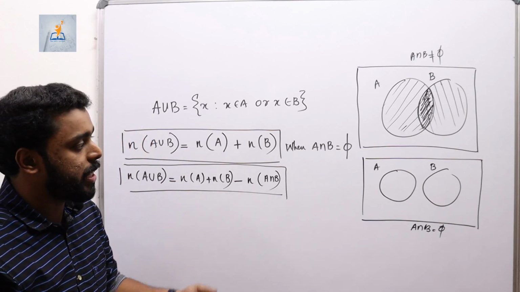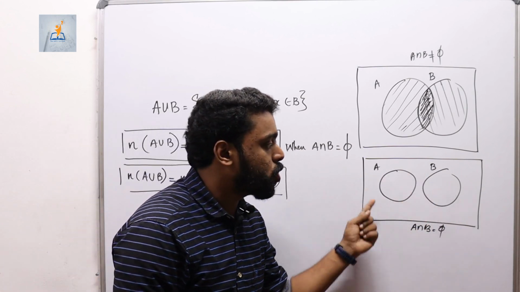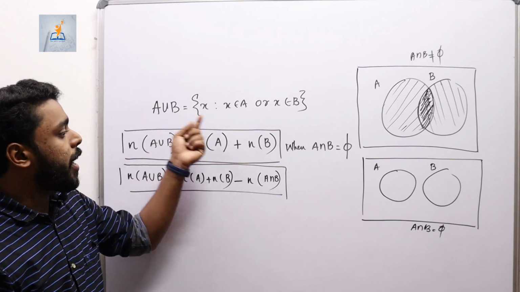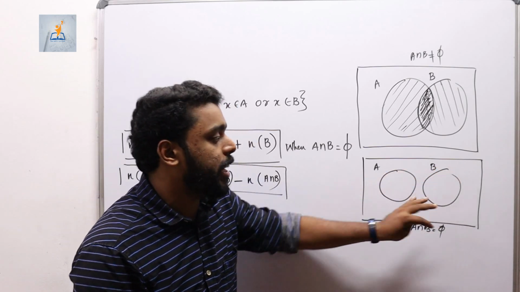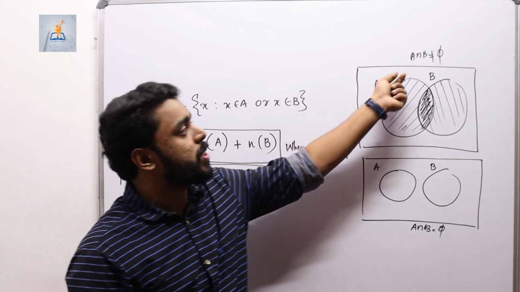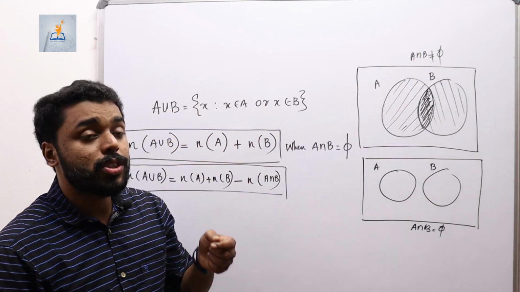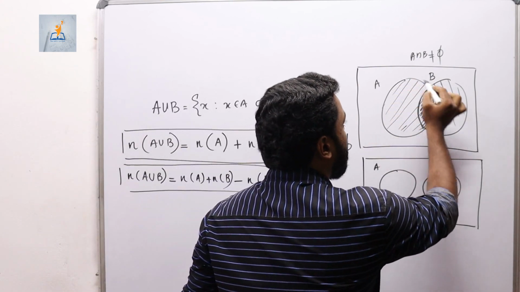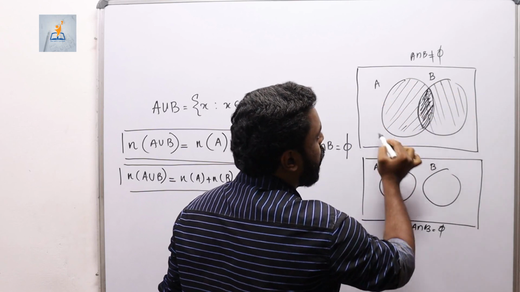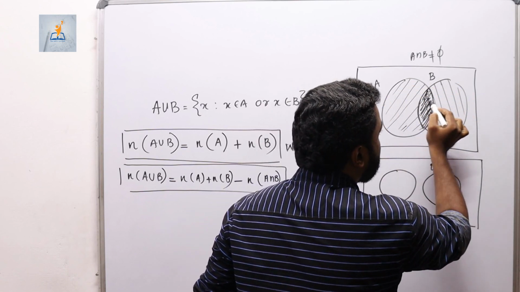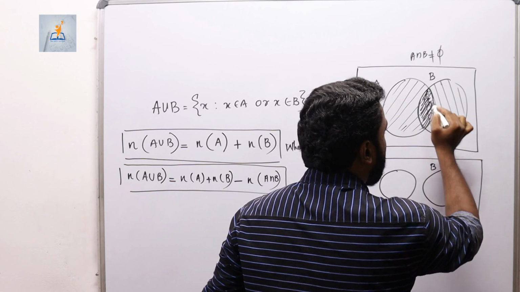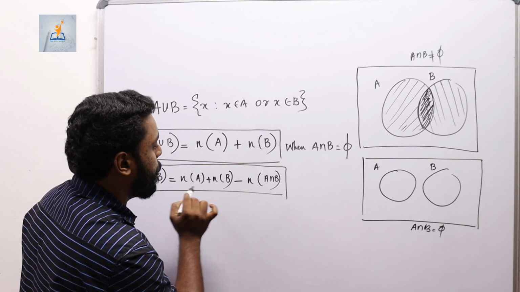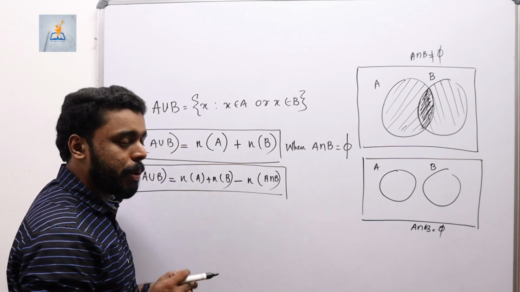Let me once again explain the two concepts. Whenever these two sets are disjoint, n of A union B is nothing but n of A plus n of B. We know that A union B contains all the elements in set A and all the elements in set B. Now whenever the two sets are not disjoint, or the intersection of those two sets contains some elements, then while calculating n of A plus n of B, we are adding this area twice. So we have to subtract this area once from the sum, so that the answer will be n of A plus n of B minus n of A intersection B.